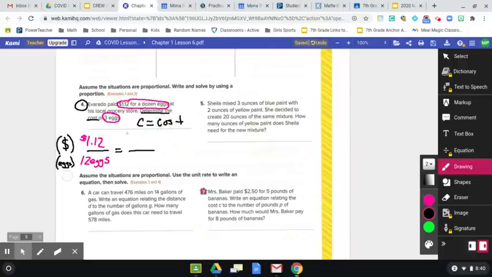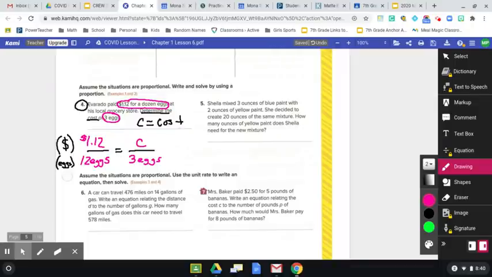And so I have 3 eggs. So I'm going to make sure I match up eggs in my denominator. I have 3. I don't know how much it is for 3. I don't know the C. I don't know this cost right here.